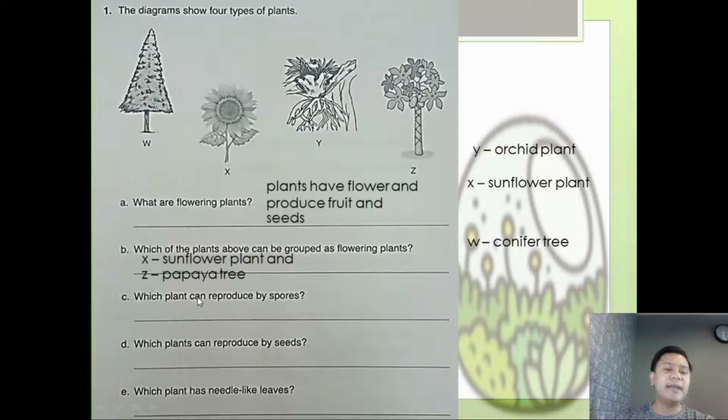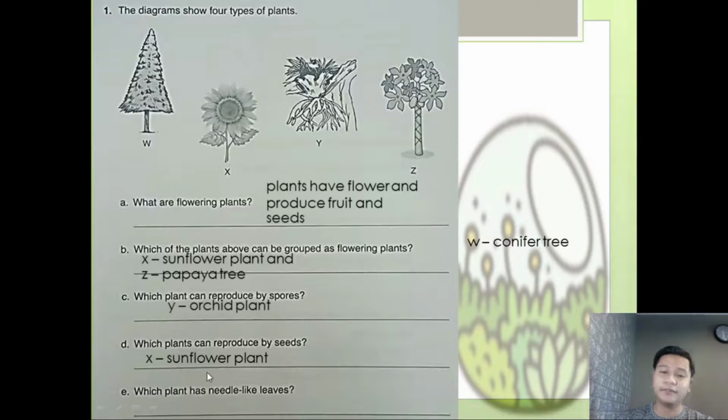Next, which plant can reproduce by spores? Is it Y, orchid plant, X, sunflower plant, or W, conifer tree? The answer is, very good, Y, the orchid plant. Next, which plants can reproduce by seeds? Is it X, sunflower plant, or W, conifer tree? Letter X. Very good, the sunflower plant. And the last one, of course, the conifer tree.